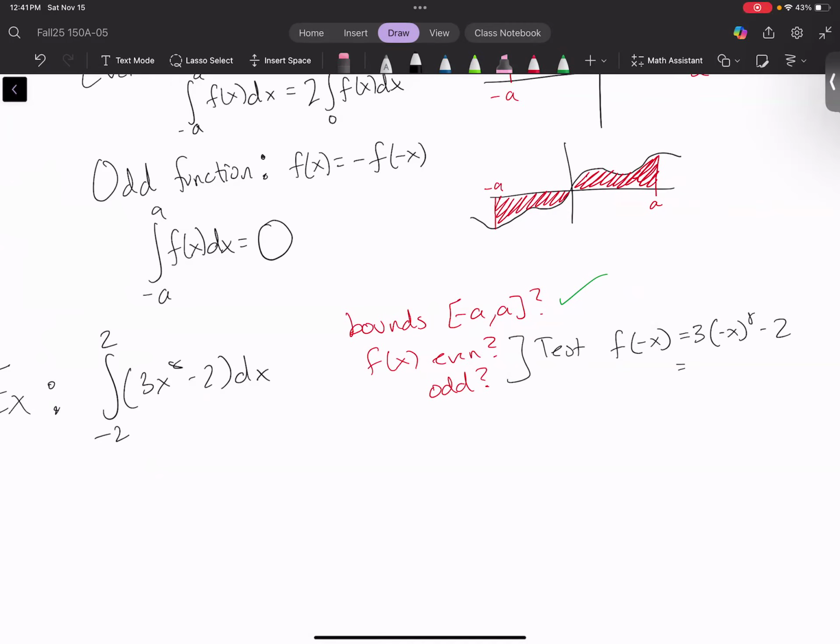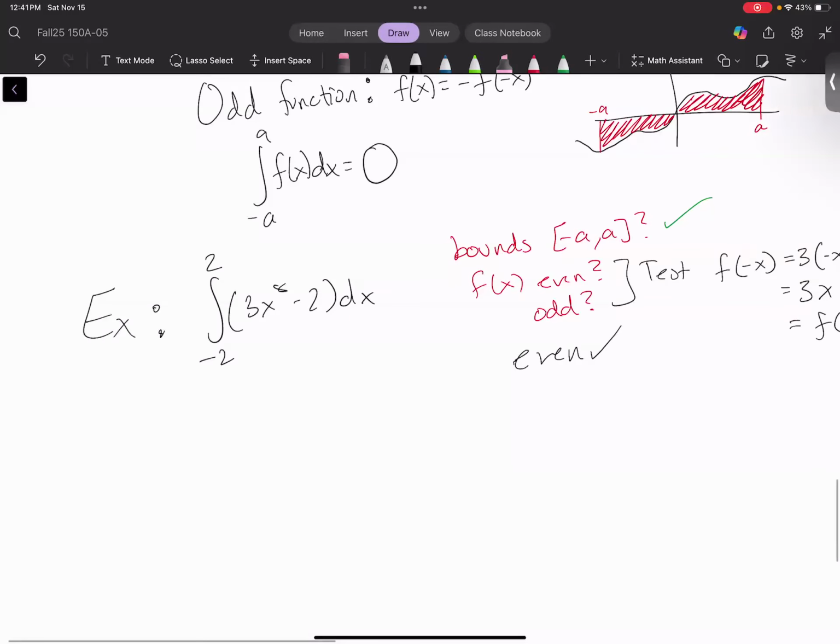Well, that's negative x times negative x 8 times, right? So there's an even number of negatives and they cancel each other out. And I get 3x to the 8 minus 2. Notice that's exactly my original. So f of negative x equals the original f of x. That's an even function. So this integral here is double the integral 0 to 2, 3x to the 8 minus 2 dx. It's an even function over symmetrical bounds, negative 2 to 2, so it's double from 0 to 2.